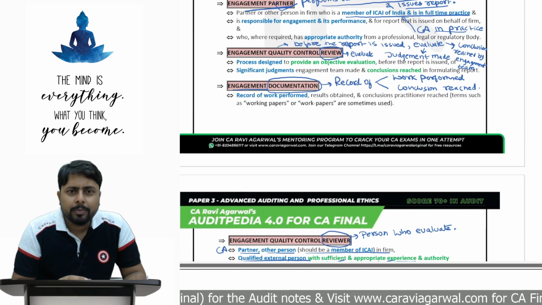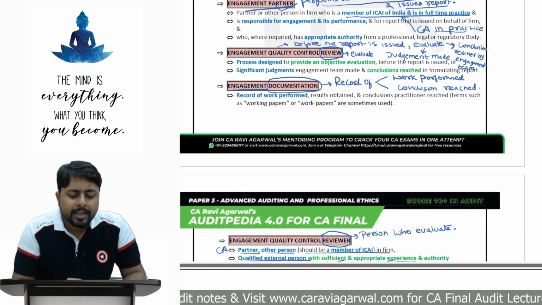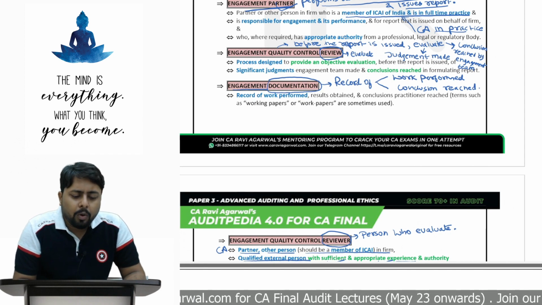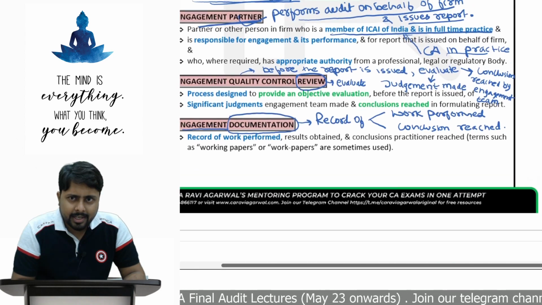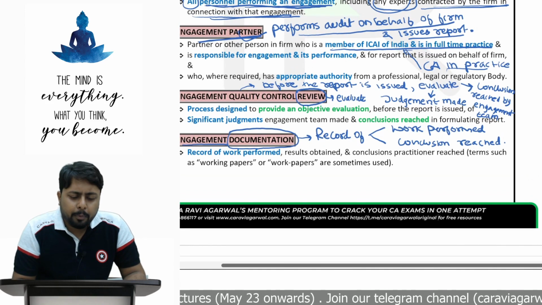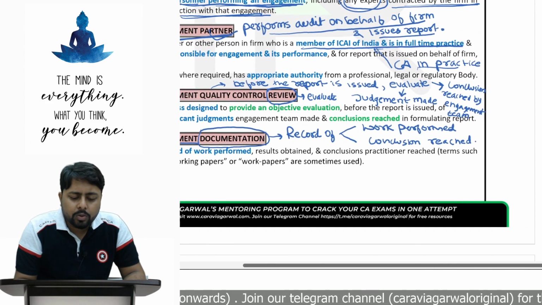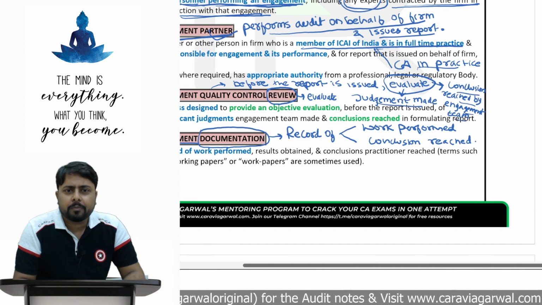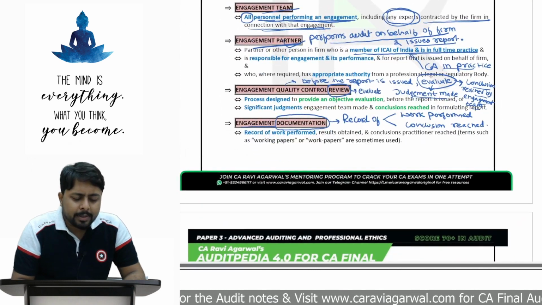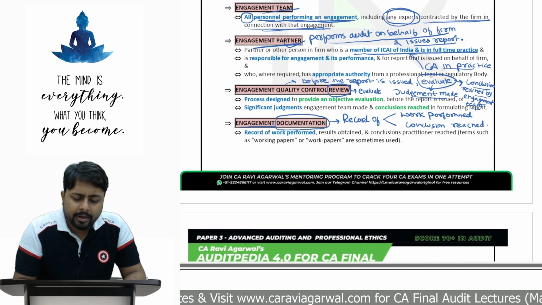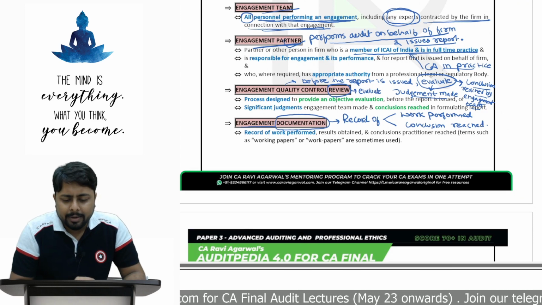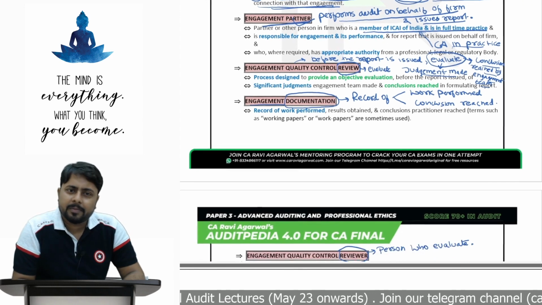Next, engagement quality control review. Review means evaluate. So what happens in engagement quality control review? Before the report is issued, understand guys, you have to evaluate two things: the judgment made and the conclusion reached by the engagement team. So here you evaluate two things before the report is issued: judgment made by the engagement team and conclusion reached by the engagement team.